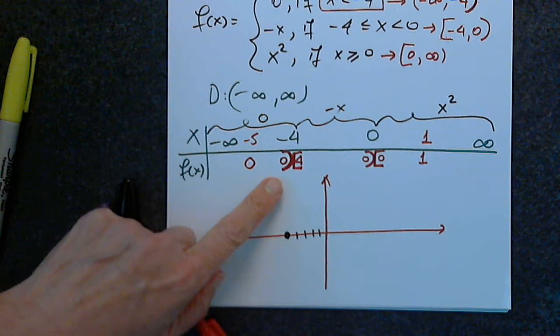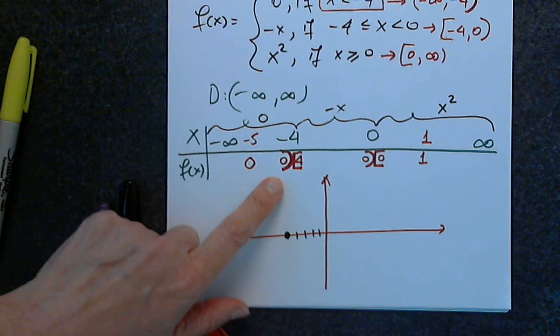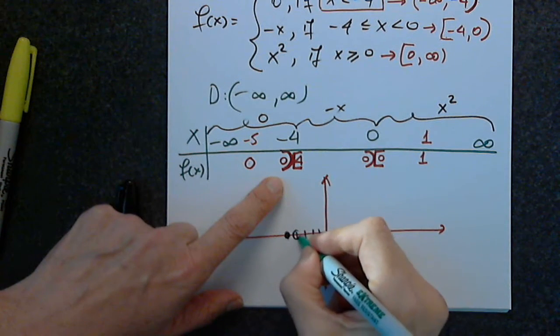-4, comma. Perfect. But will that be an open point or a full point? Was I allowed to plug in -4? If I'm not allowed to plug in -4, it will be an open point. If I'm allowed to plug in -4, it will be a full point. It is an open point.